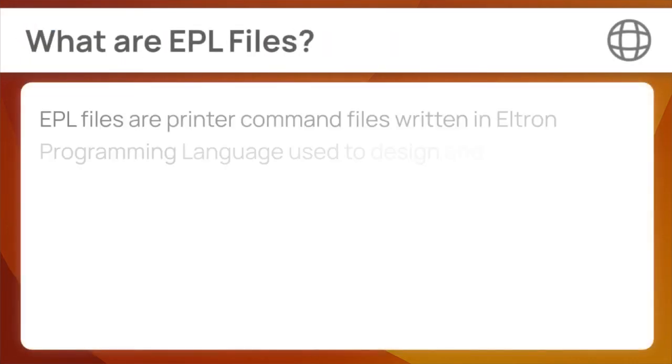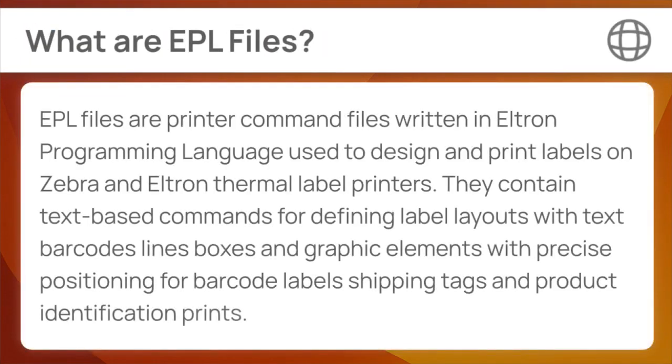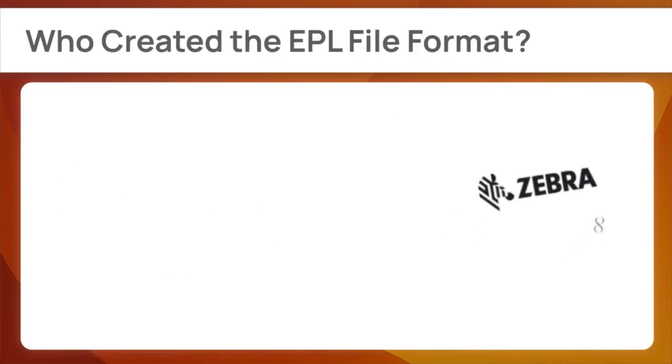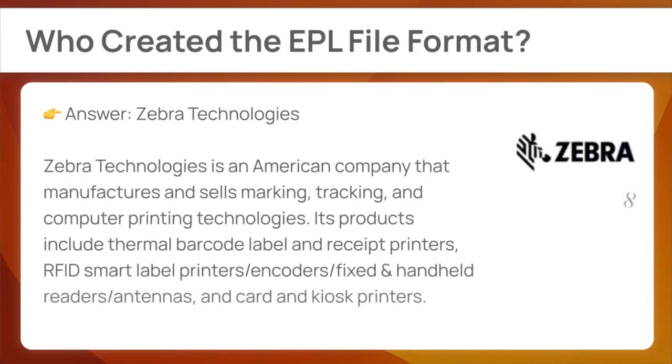EPL files are printer command files written in Eltron Programming Language used to design and print labels on Zebra and Eltron thermal label printers. They contain text-based commands for defining label layouts with text, barcodes, lines, boxes, and graphic elements with precise positioning for barcode labels, shipping tags, and product identification prints.